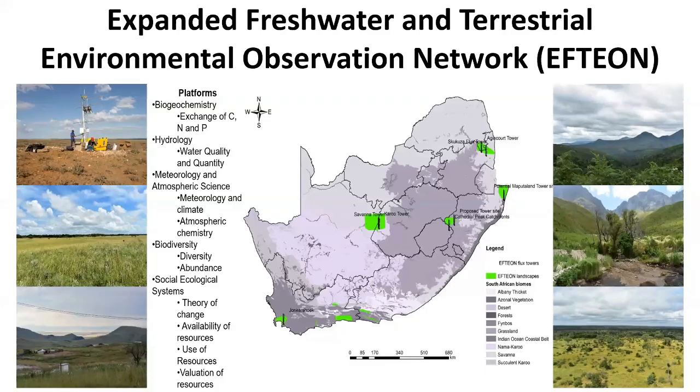Within EFTEON, there are 5 themes for understanding change, and that's biogeochemistry, hydrology, meteorology and atmospheric science, biodiversity, and social ecological systems. These themes aim to be implemented across all these EFTEON landscapes, and they all fit into each other to gain a better understanding of change across Africa.